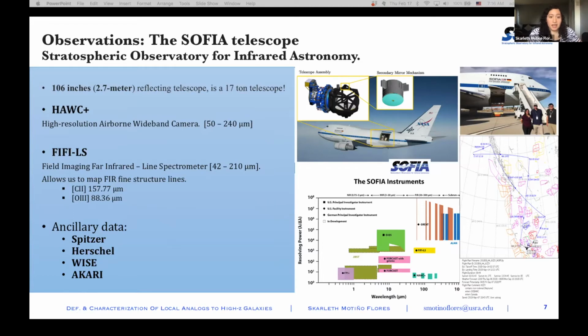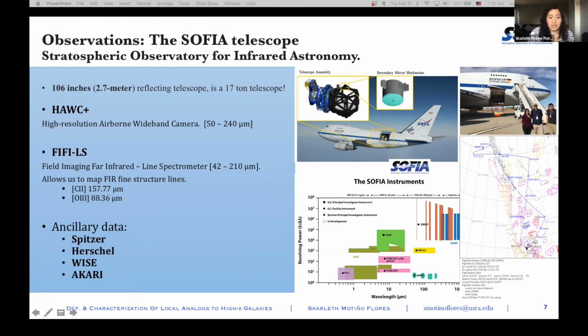So basically, it's a telescope located inside an airplane. It has 6 different instruments. In my case, I'm focusing on 2 instruments: HAWC+, a high-resolution airborne wideband camera that works between 50 and 240 microns, and the FIFI-LS, a spectrometer that works between 42 and 210 microns.